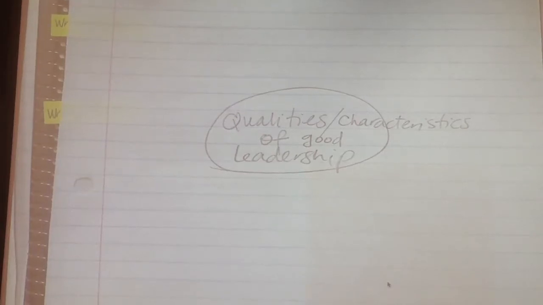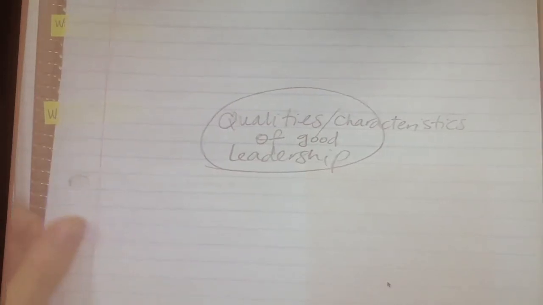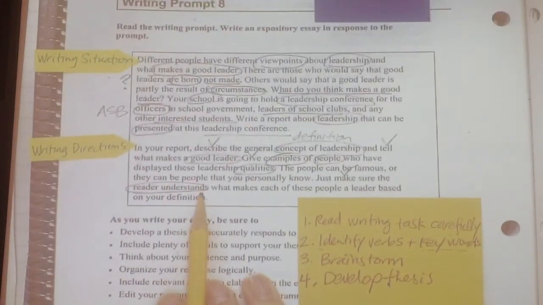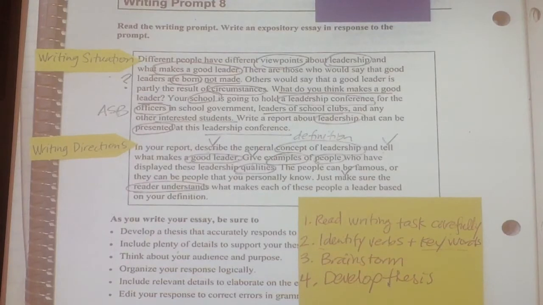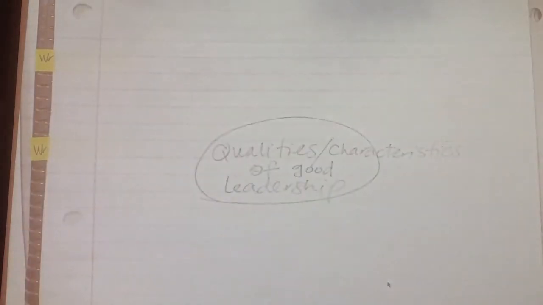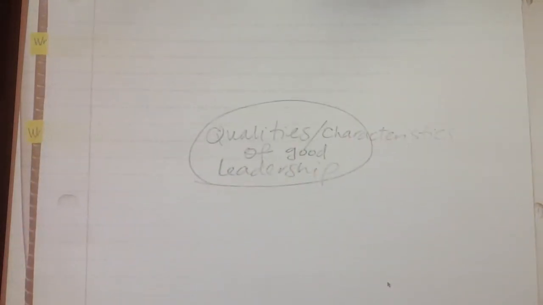So this is part 2 of our video where we're creating a thesis statement after reading a writing prompt. So now we are going to develop our own thesis statement before writing for the CAHSEE. We've read the prompt, where we understand that we're looking for the qualities and characteristics of good leadership.